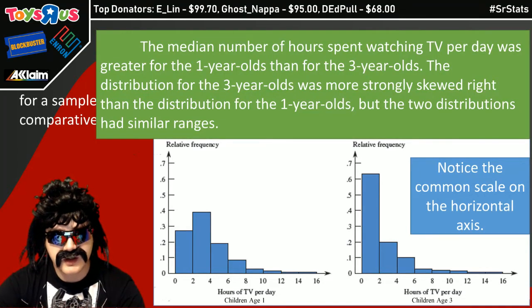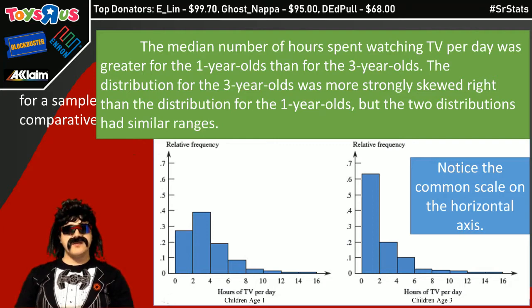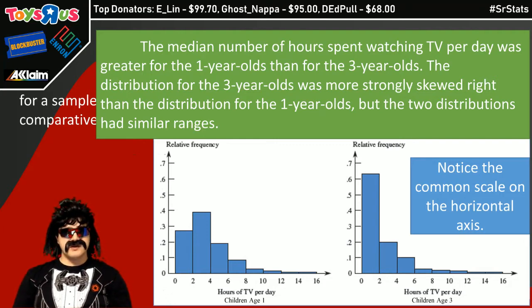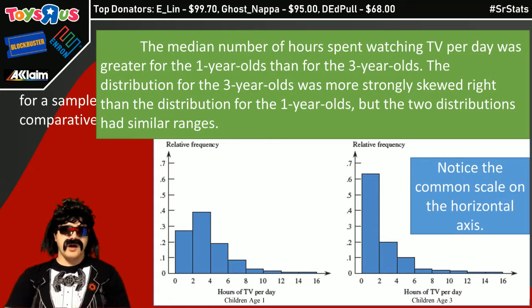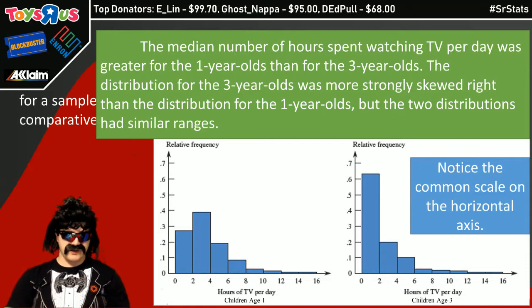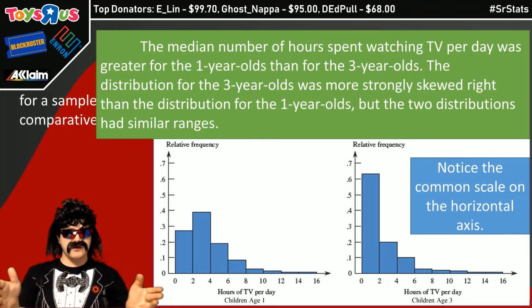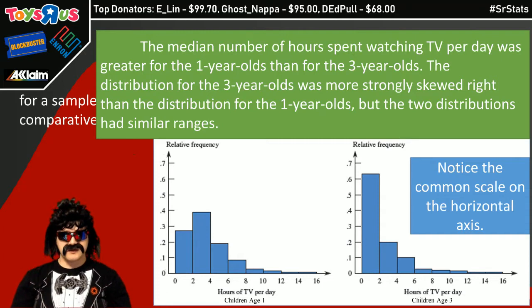When we're comparing, the median number of hours spent watching was greater for the 1-year-olds than the 3-year-olds. The distribution for the 3-year-olds was more strongly skewed right than the distribution for the 1-year-olds, but the two distributions had similar ranges. So again, we talked about the center, the shape, and the spread for these, and you compared them using the correct data terms.